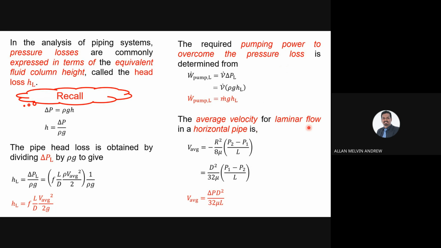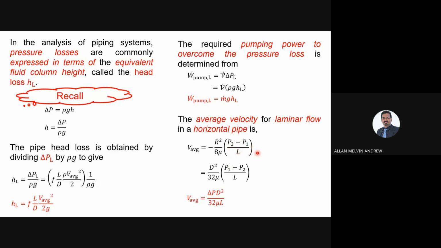The average velocity for laminar flow in a horizontal pipe is another calculation. In real life, we already have certain formulas prepared. The first one is negative R squared over 8 mu, times P2 minus P1 over L. That is the pressure loss, P2 minus P1 over L.